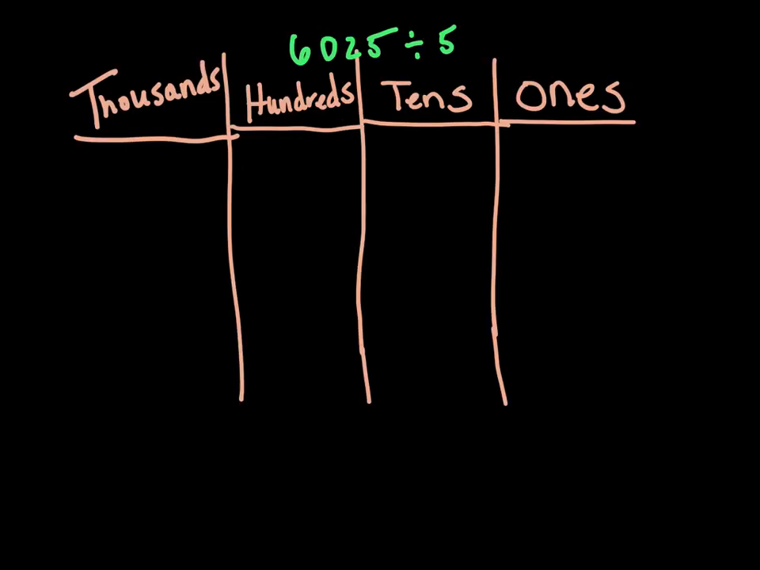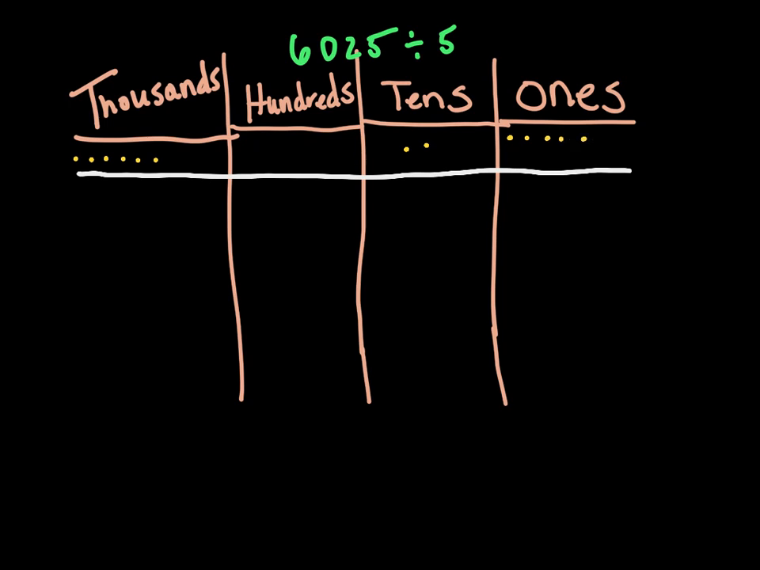Okay, in this one we're going to still use 6,025 divided by 5. So let's get our place value chart, because this is the other way that we can divide. And I'm going to put 6,000 place value discs under thousands, because that's what we have. We don't have any hundreds, so I'm going to leave that alone. We have 2 tens and we have 5 ones.